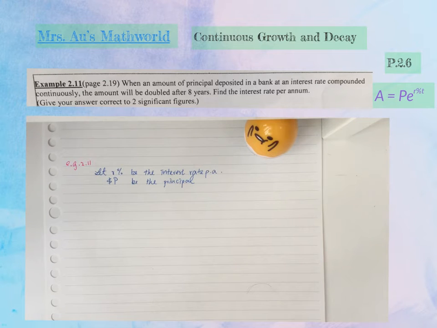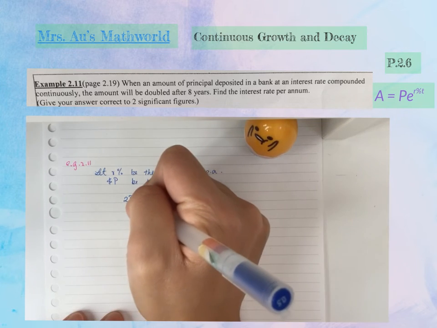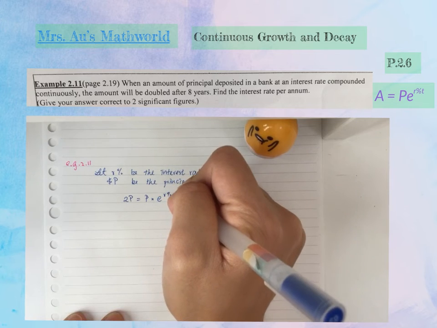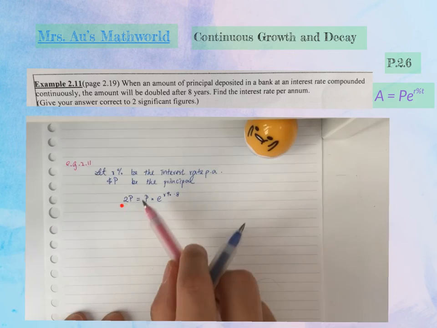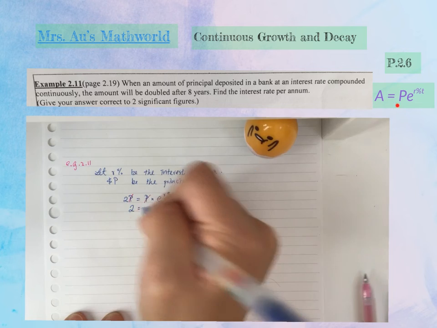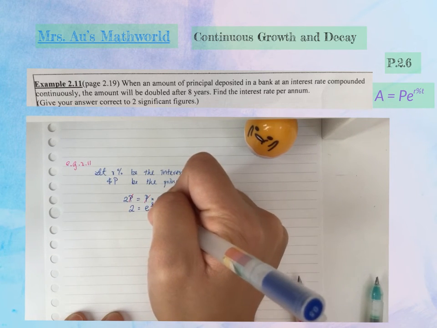Okay, so this question is a little bit different from example 2.10, but most of the things are similar. The difference is this time we don't know the principal, so we also need to let the principal be P. But for the calculation, it's actually the same, because the P, just put it down as P instead of a number, and then the amount is doubled after 8 years. Okay, we still use the power function because the interest rate is compounded continuously.